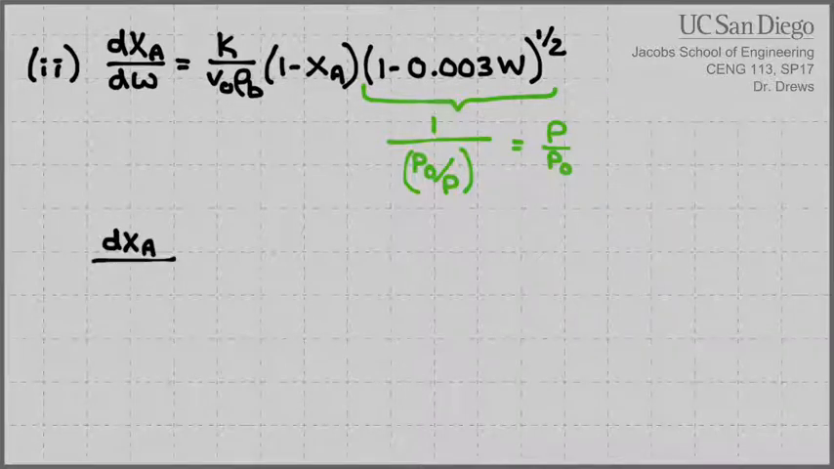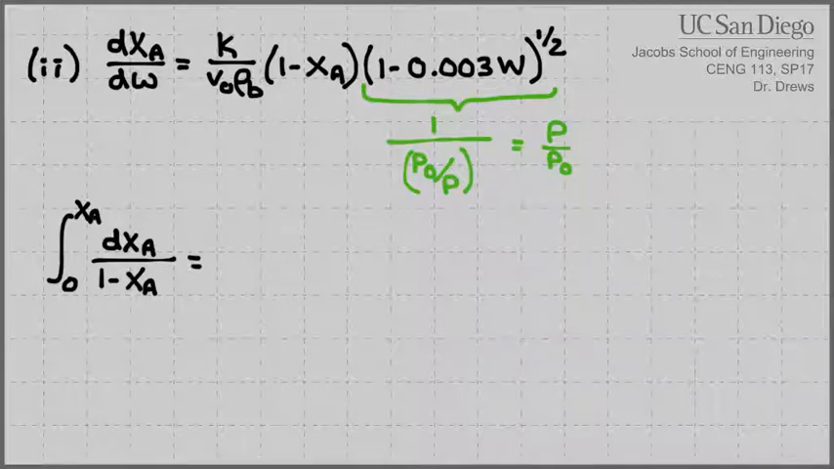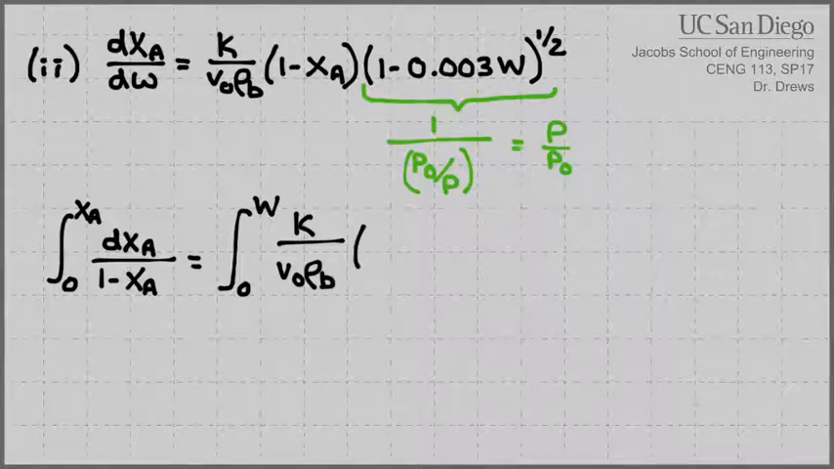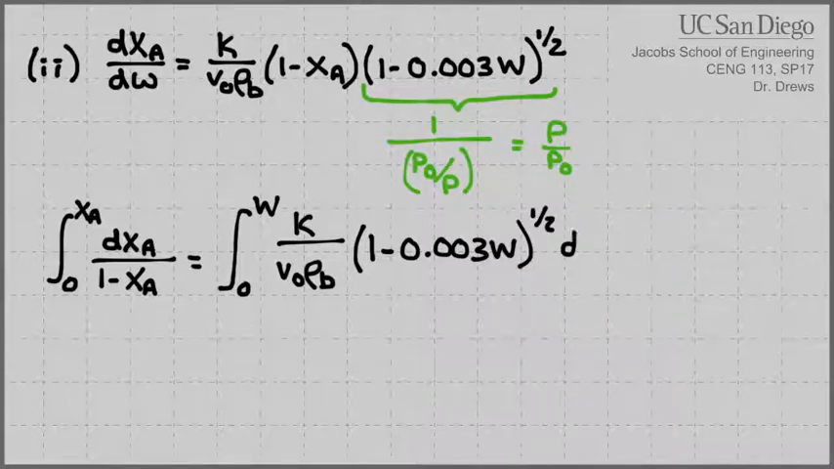So it ends up looking like dXA over 1 minus XA. We're going to have to integrate that from 0 to XA. And then we also have to integrate from 0 to W all that other stuff, which is K over V naught rho B times 1 minus 0.003 W raised to the 1/2 dW. Which again looks similar to what we would have had to integrate before, except now we have this extra complication of 1 minus 3/1000ths of W. That's not a particularly weird one from Calc 1 or Calc 2, right? That's something like a polynomial that we can integrate.